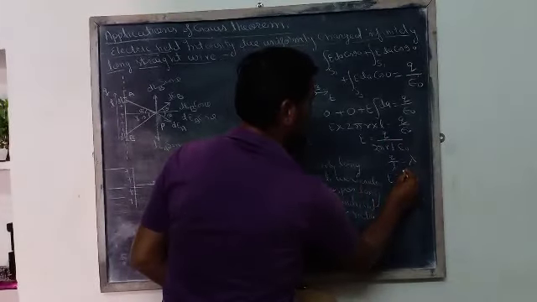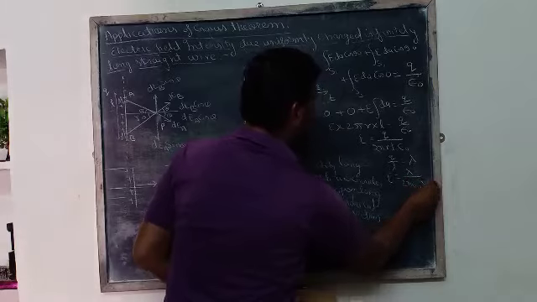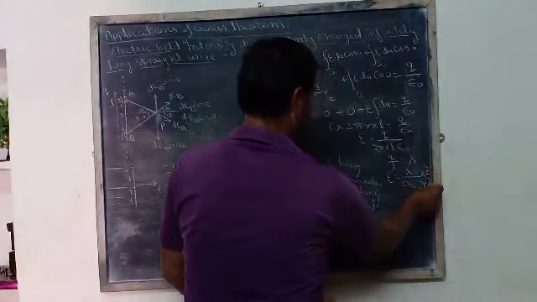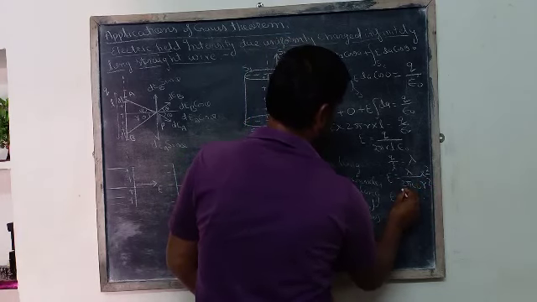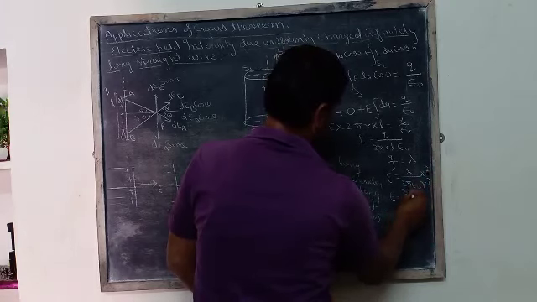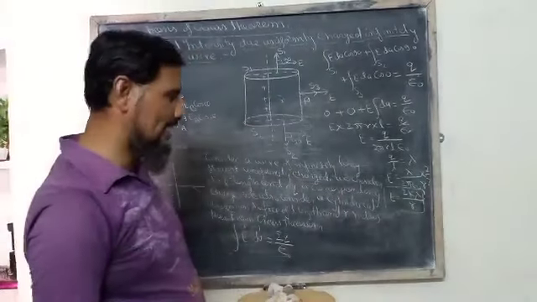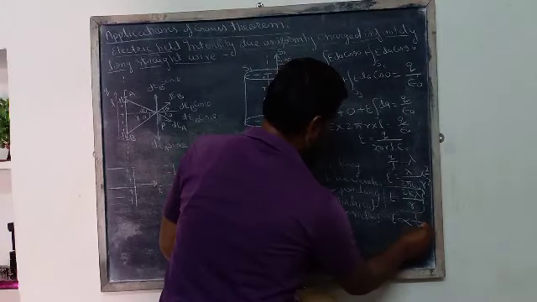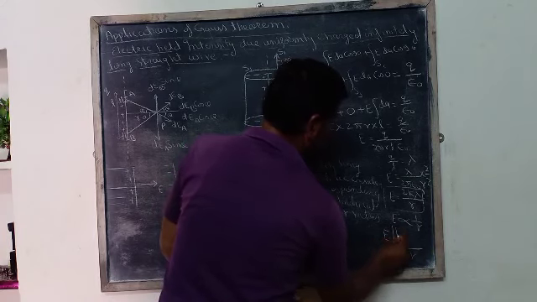So E is equal to lambda upon 2 pi epsilon naught R, and if we multiply and divide by 2, the denominator becomes 4 pi epsilon naught, and 1 upon 4 pi epsilon naught is equal to K. So E is 2K lambda upon R. This is the electric field intensity, and E is inversely proportional to R. So if we draw the curve between E and R, it will be a hyperbola.